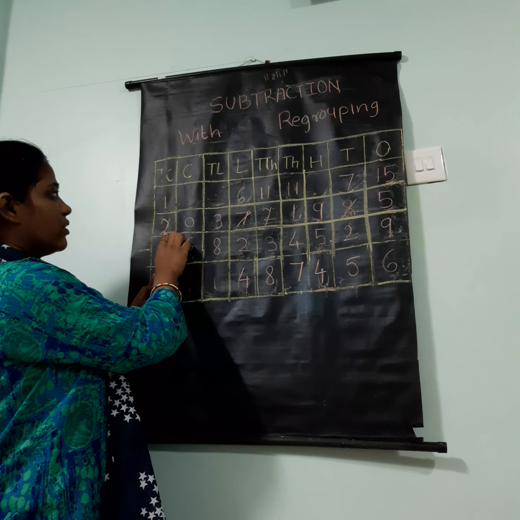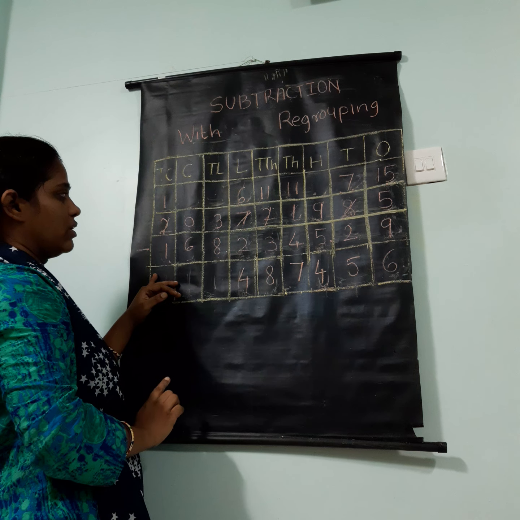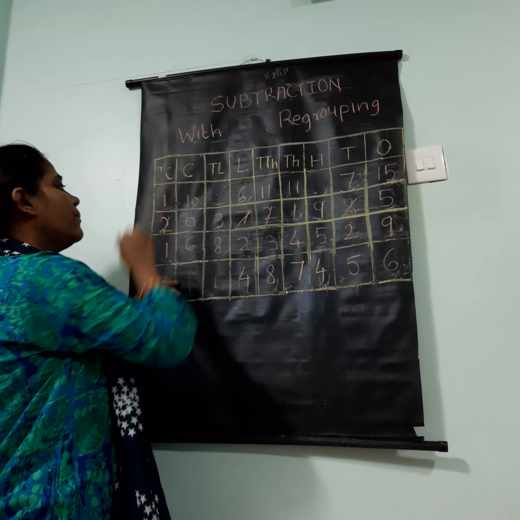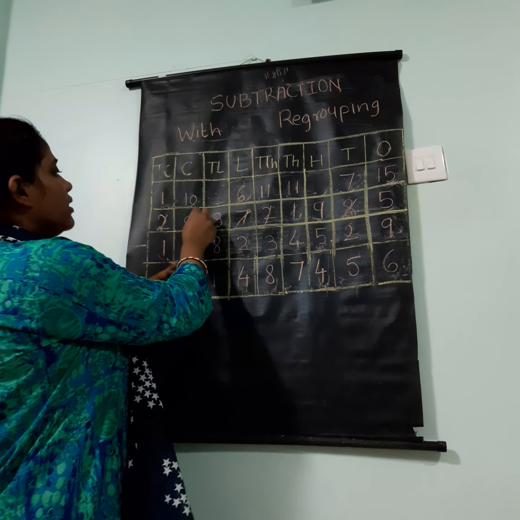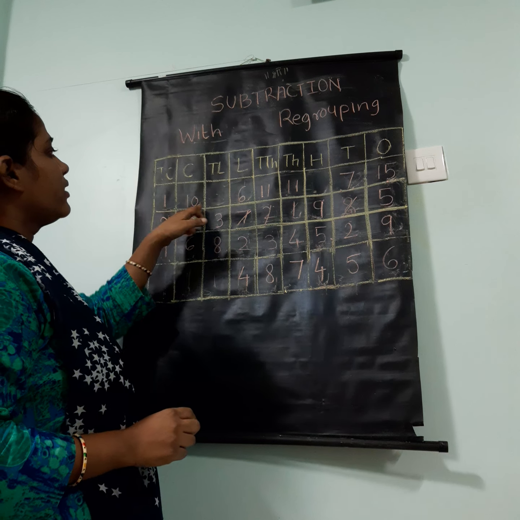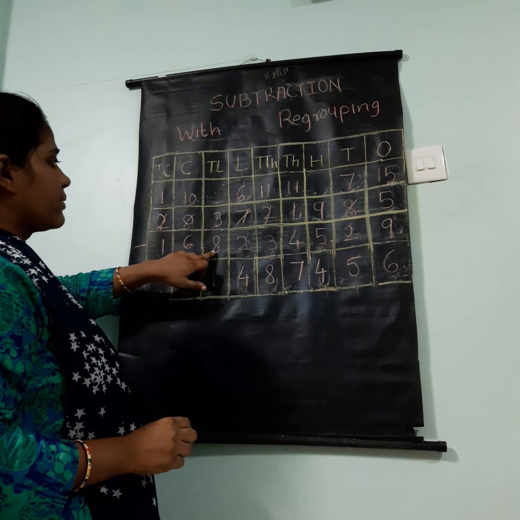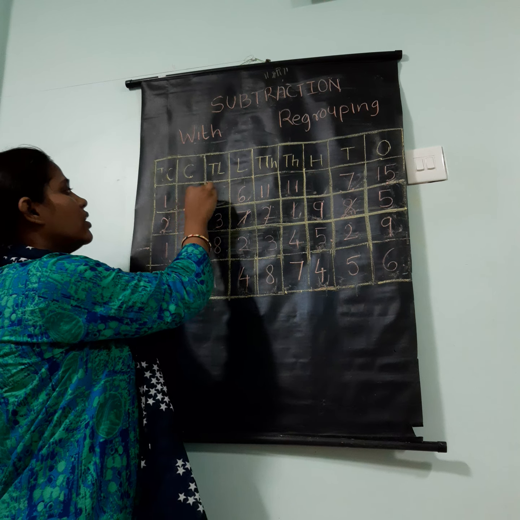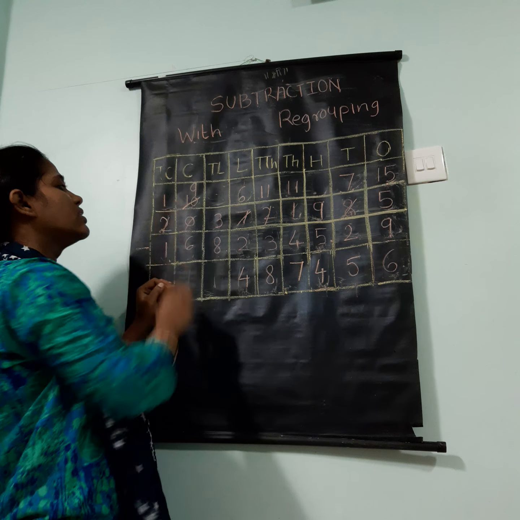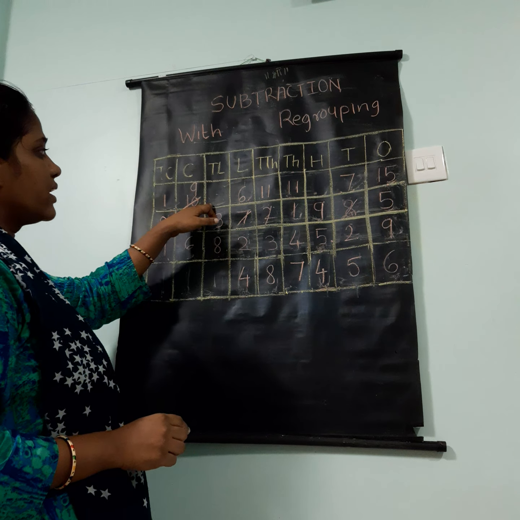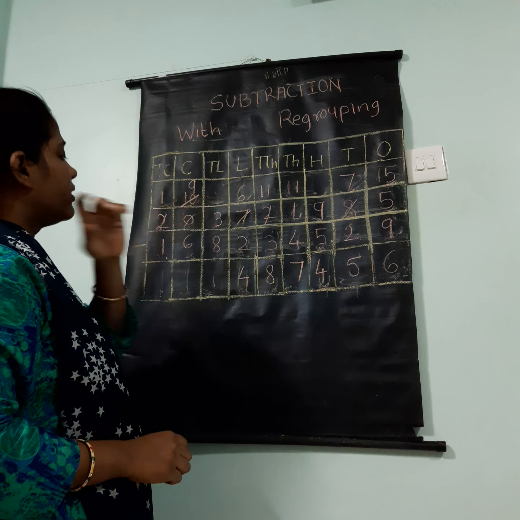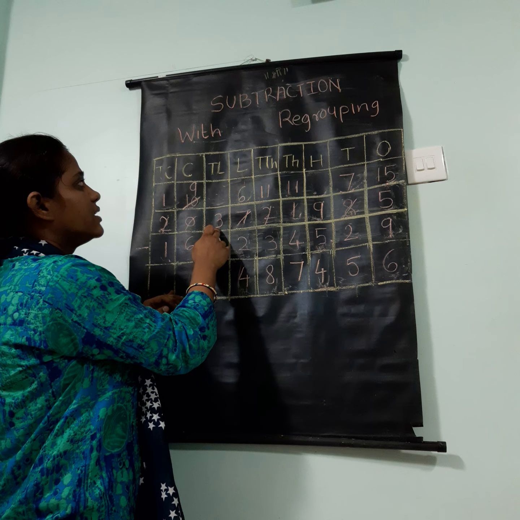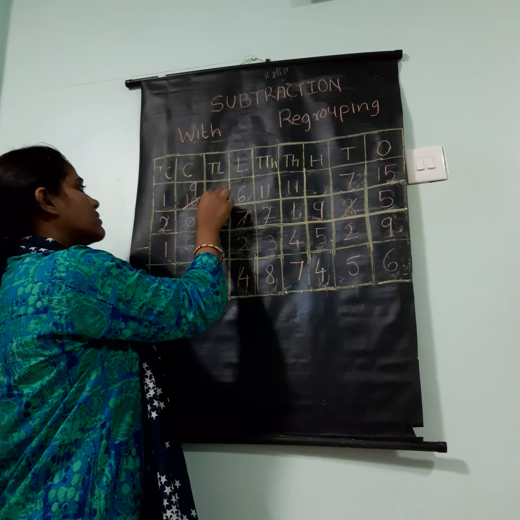And this 1 ten-crore, when it comes to the crores column, will regroup and become 10 crores. Okay. Now from this 10 crores, actually I want it here, right? I want to borrow, I want to subtract this 8. So from this 10 crores, I will take 1 crore. So I will be left with 9 crores. And when this 1 crore comes to this 10 lakhs column, it will regroup and become 10 lakhs. 10 lakhs plus this 3 lakhs will give you 13 lakhs.